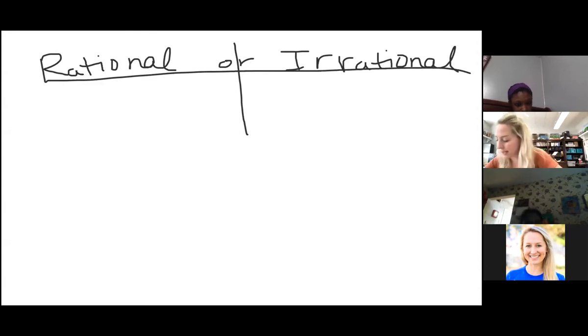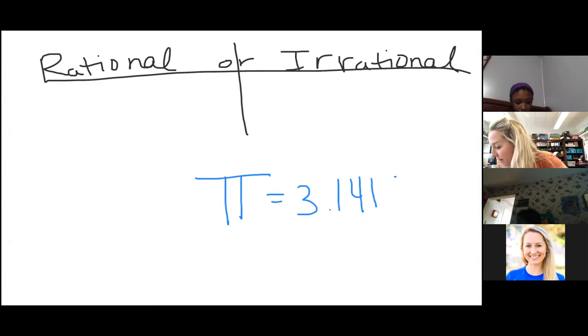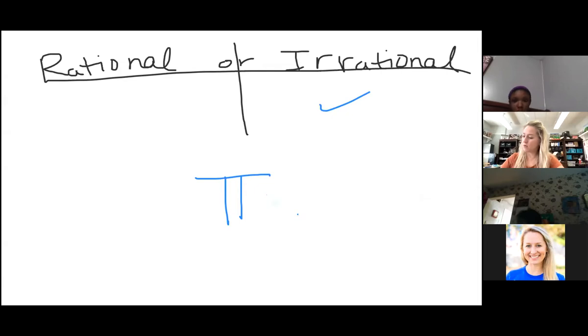Let's look at, all right, what about pi? Irrational, because it is a decimal. It is equal to 3.1415, and so on forever, and it's totally random. So that is irrational. What if I took pi and I did 2 times pi?